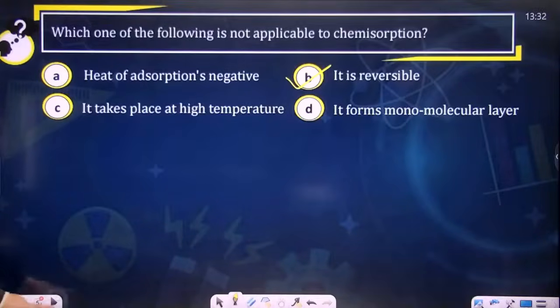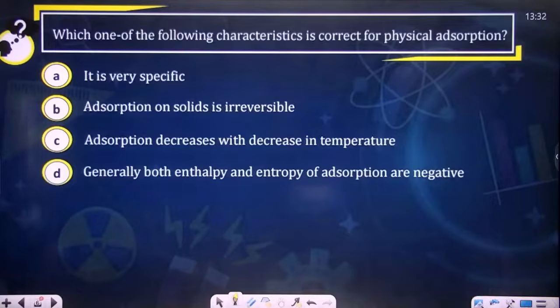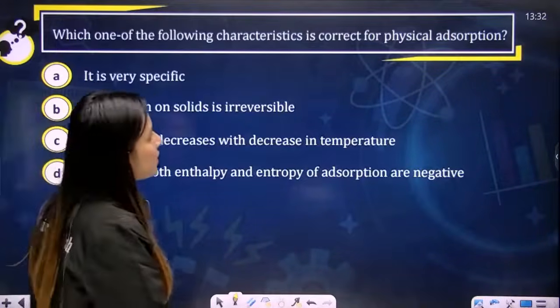I hope you've noted down. Next question. The next question is on your screen. Try to do this question on your own, my dear students. What does the question say? The question says that which one of the following characteristics is correct for physical adsorption?